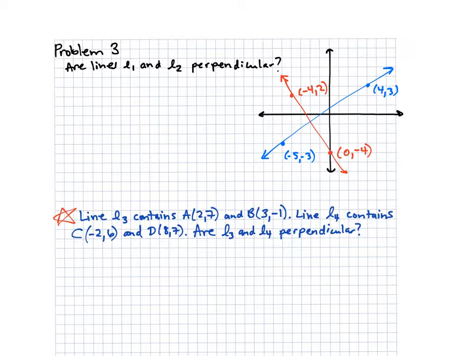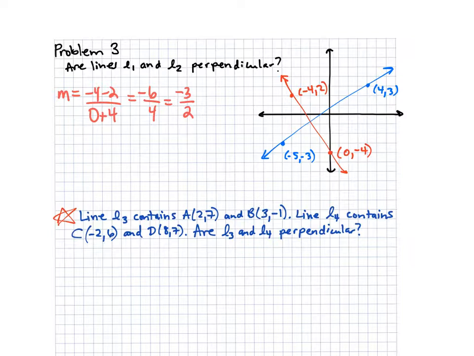Well, let's calculate the slope of the red line, L1, and let's calculate the slope of the blue line, L2. We'll multiply them together. If we get -1, they're perpendicular. If we don't, then they are not. So the slope of the red line is going to be -4 minus 2 over 0 minus -4. So -6 over 4. We can reduce that. They both have a 2 in it, so let's divide them both by 2. -3 over 2.